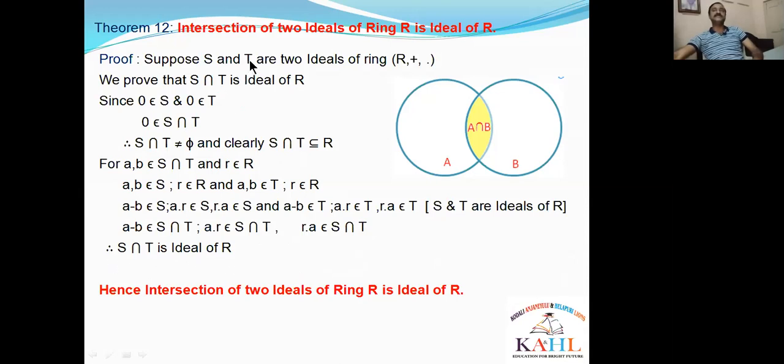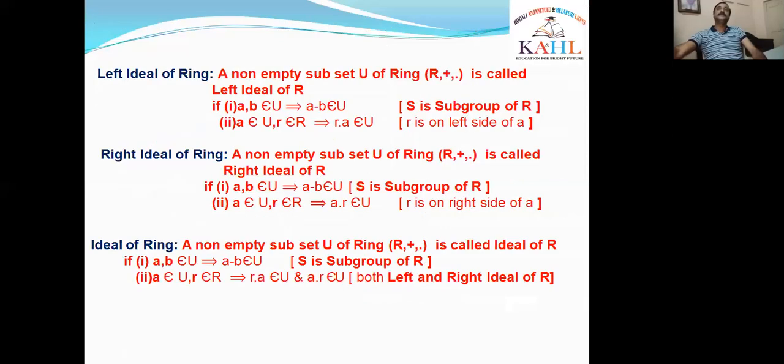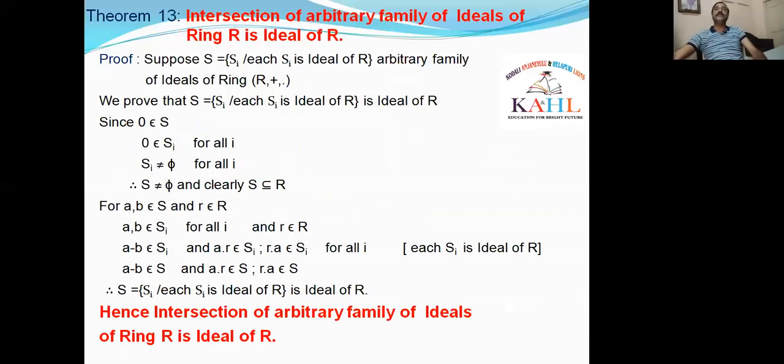We have taken S and T as two ideals in R, and their intersection, S intersection T, is an ideal of R. Hence, the intersection of two ideals of a ring R is an ideal of R. Okay? Now we go to the next theorem, theorem number 13. What is that? The intersection of an arbitrary family of ideals of a ring R is an ideal of R.